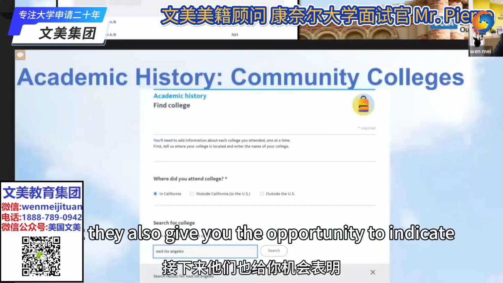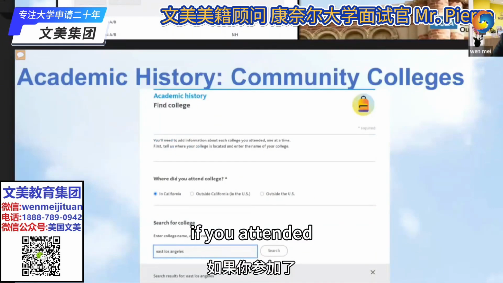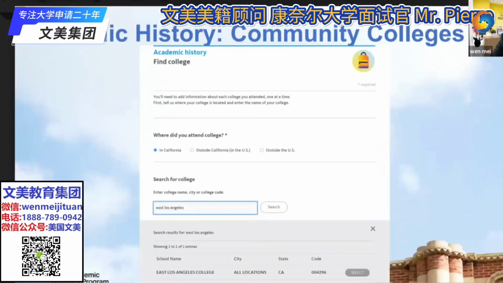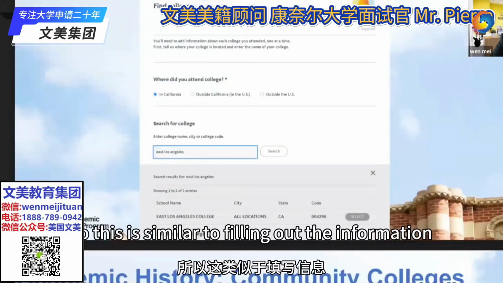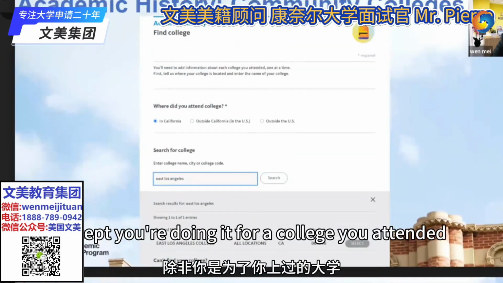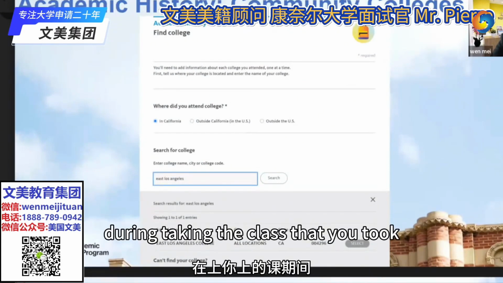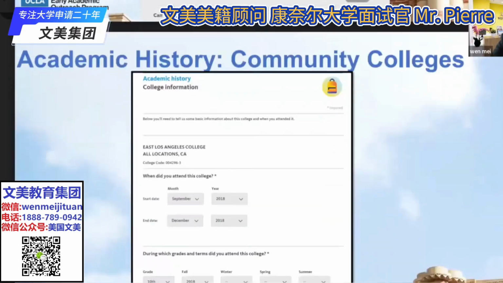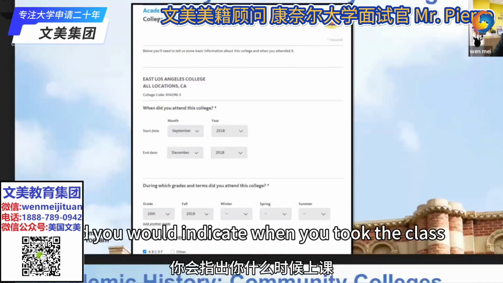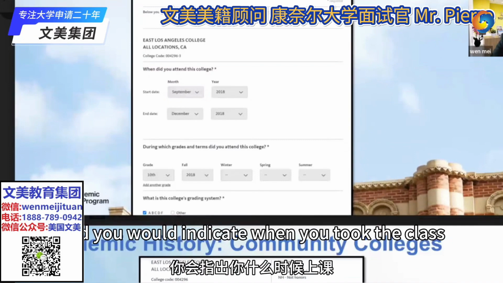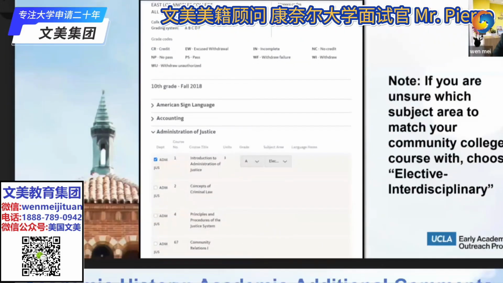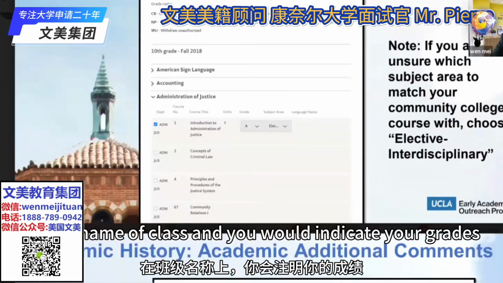Next, they also give you the opportunity to indicate if you attended a community college, for instance, for dual enrollment to complete a college course. So this is similar to filling out the information for high school, except you're doing it for a college you attended during taking the class that you took. So this would be an example of that, and you would indicate when you took the class and also how you did, and you would look up the class, the name of the class, and you would indicate your grades.